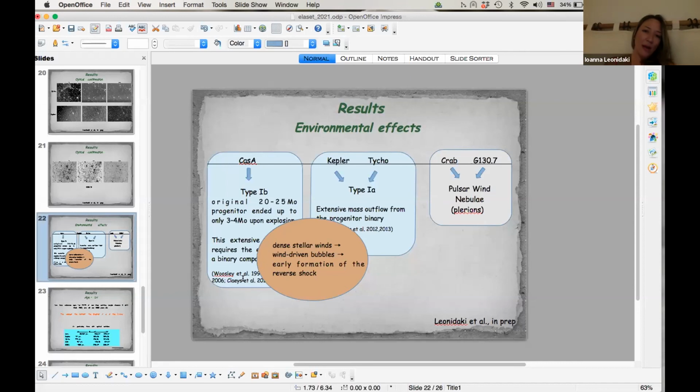But of course, at least as far as this project is concerned, five objects emitting in the optical is not enough. But still, we can see something from it. I mean, young SNRs emitting in the optical. Thanks.